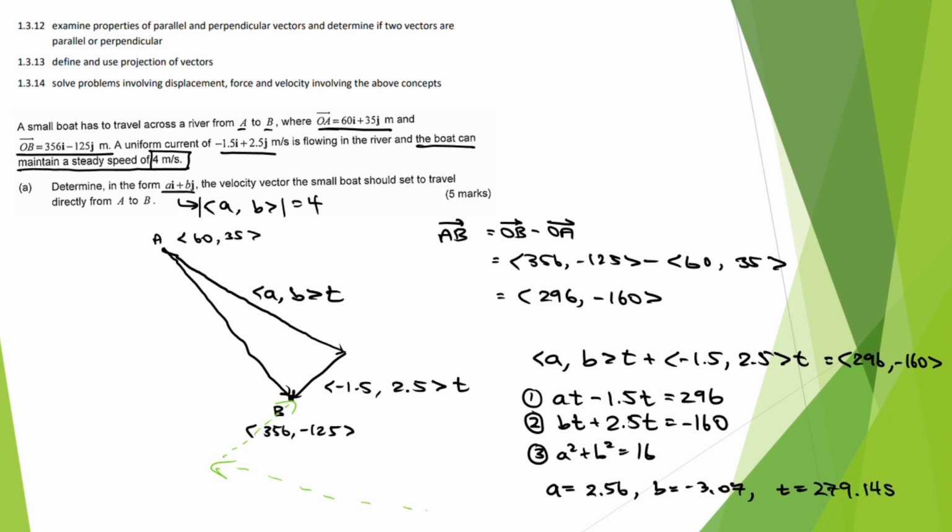Okay, and so my question asked me to determine the vector in the form of ai plus bj. So I have my a value here, I have my b value here, so my velocity vector of my boat is going to be equal to 2.56i minus 3.07j. And so this is my final solution.